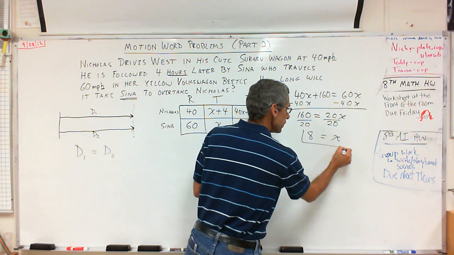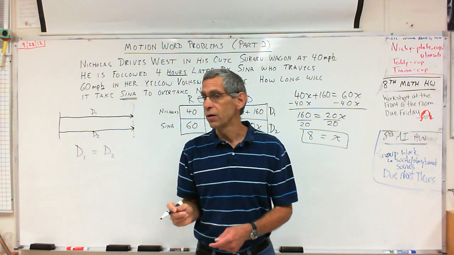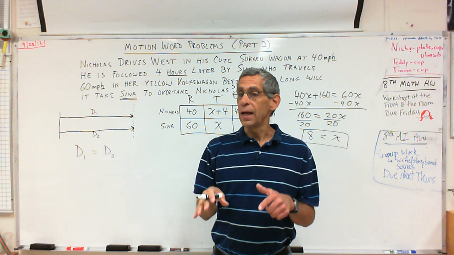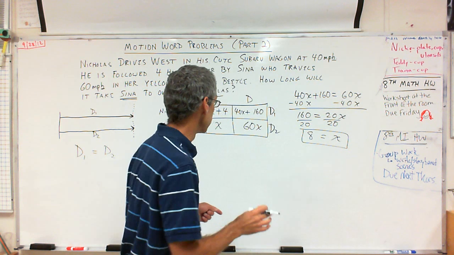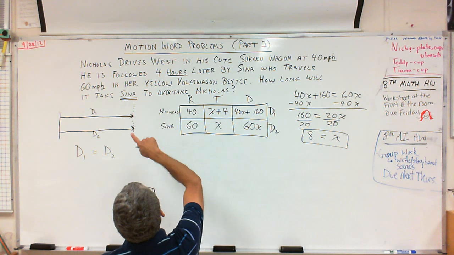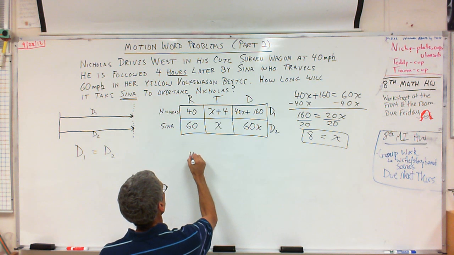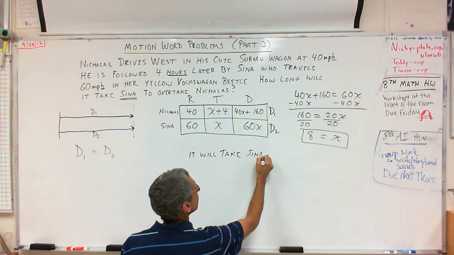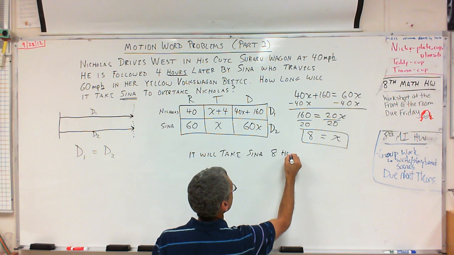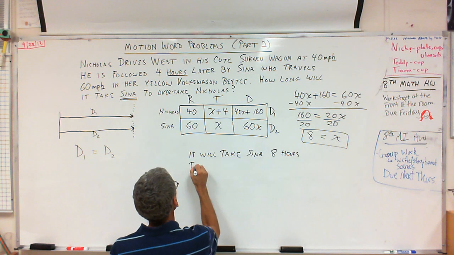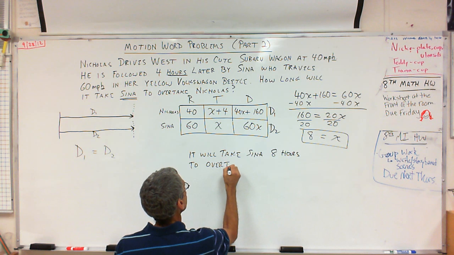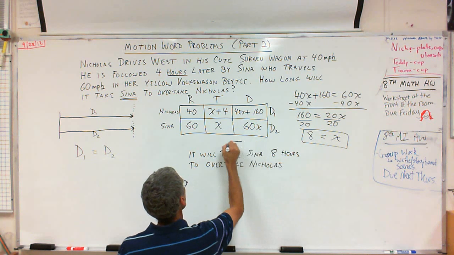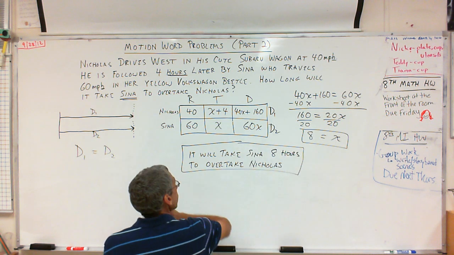Now, I cannot just write this and say I'm going to get the right answer. I will definitely take credit off, because that is not how you answer a word problem. A word problem has got to be answered in words. That's just the way it is. So you say, how long will it take Sina to overtake Nicholas? It will take Sina 8 hours to overtake Nicholas. And I put it in a box, and I am done.